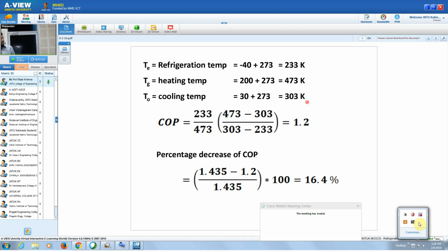In this case, due to the decrease of refrigeration temperature and increase of generator temperature, there is a reduction in the coefficient of performance. If you calculate the percentage decrease in coefficient of performance, comparing both the cases, you will get a decrease in the COP of around 16.4%. This is a simple problem which discusses the variation of COP with respect to variation of heat temperature as well as the refrigeration effect temperature.